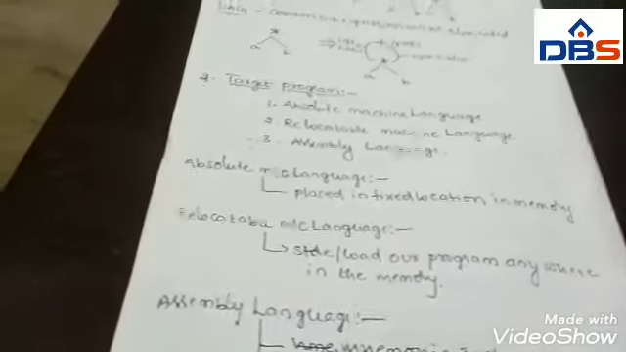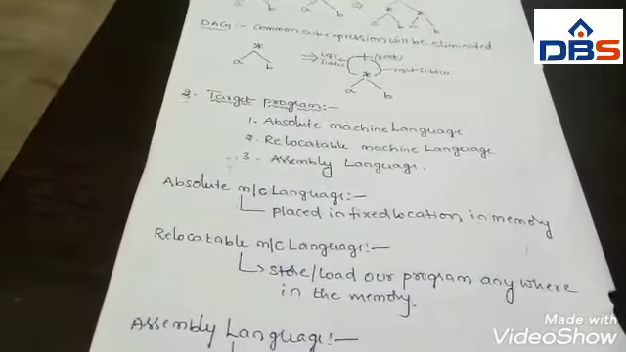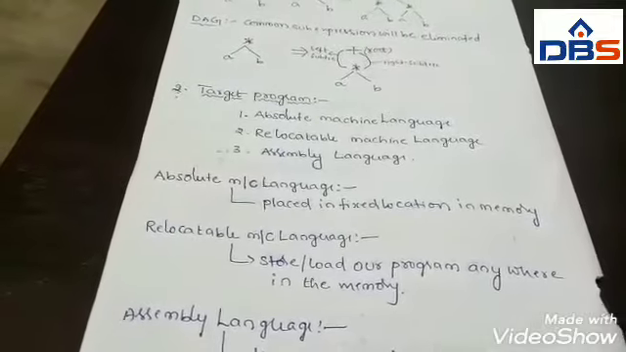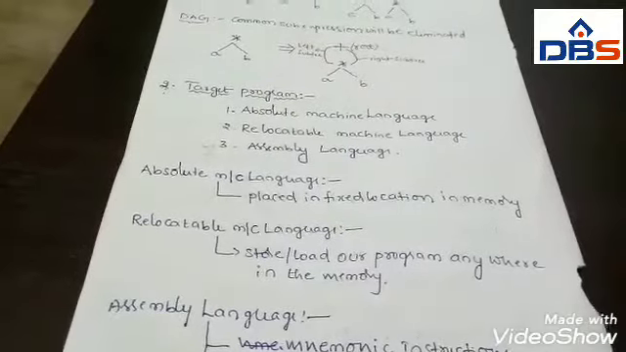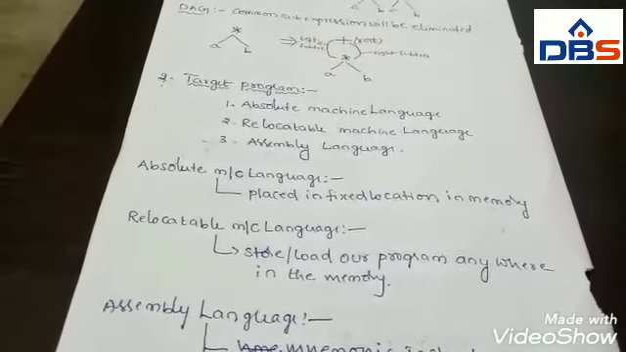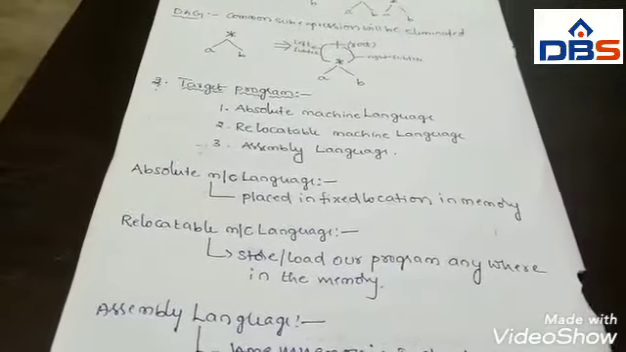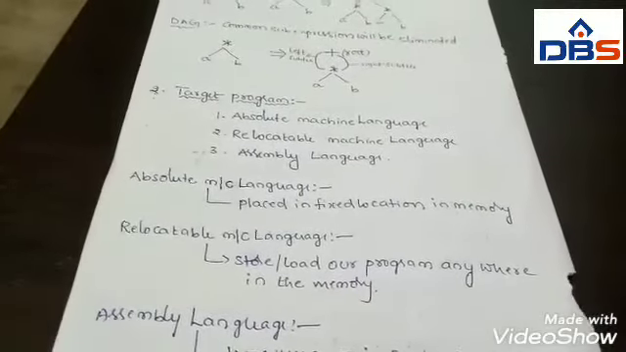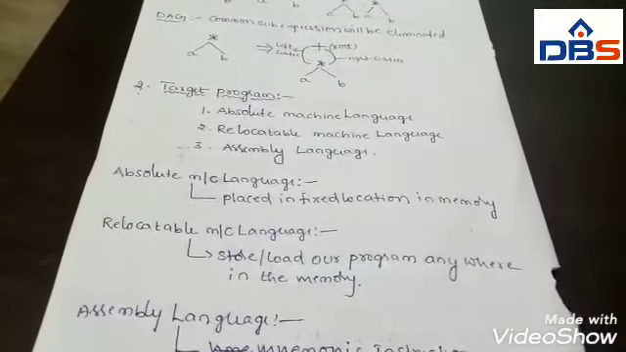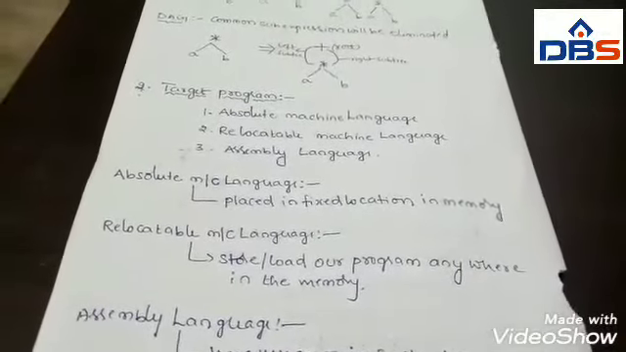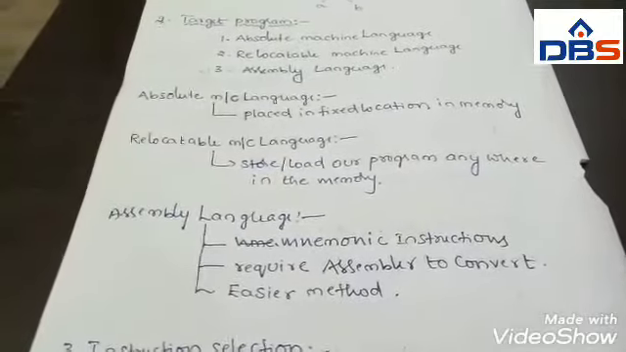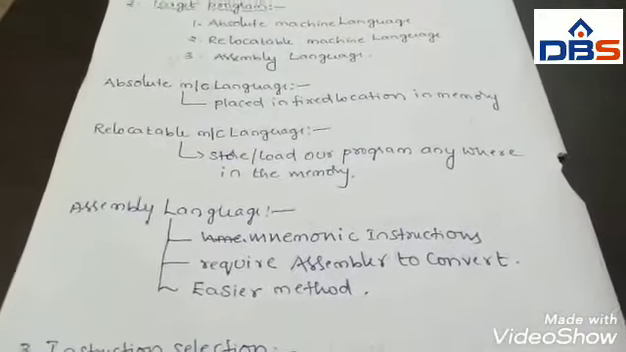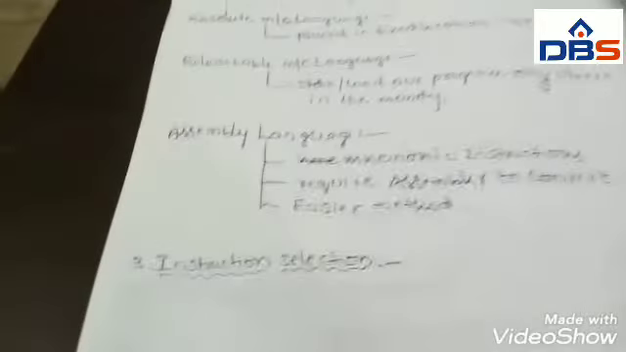Whereas if we use assembly language as a target program, then the code generation phase is easier, because in absolute and relocatable machine language zeros and ones must be constructed, but here in assembly we have only mnemonic instructions. So code generation is easier when we construct assembly language, but here an assembler is necessary to convert assembly level language to machine level. Even though an assembler is needed, this is the easier method for the code generation phase.